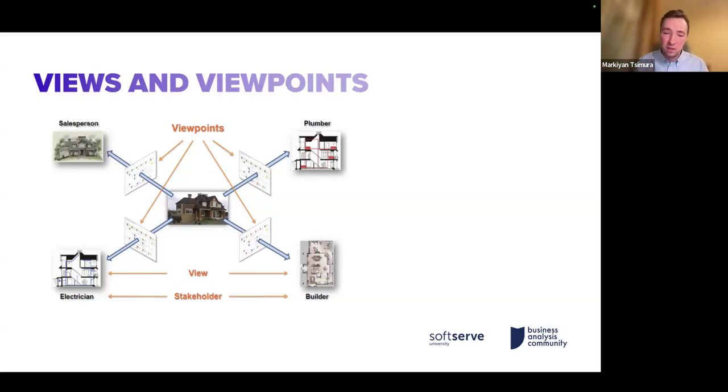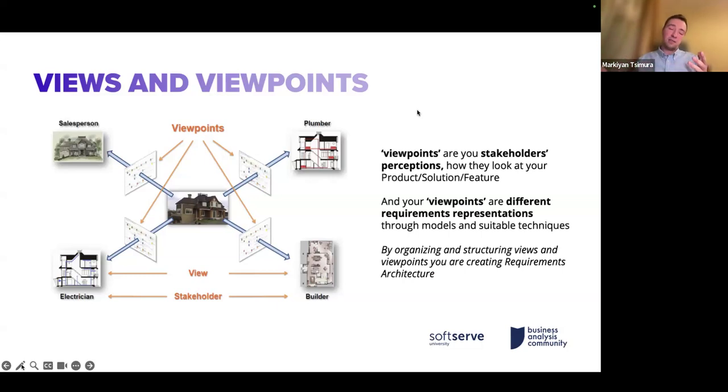And you'll have plenty of different stakeholders, and for some stakeholders you're going to show one diagram, for others another diagram, and you'll have different views because your stakeholders have their own perceptions, and you're going to show the one solution from different angles. When we transition to BA language, viewpoints are your stakeholders' perception, how they look at your product, solution, feature. That doesn't matter. And your views are different requirements representations through models, suitable techniques. And when you're organizing and structuring views and viewpoints, you are creating requirements architecture.